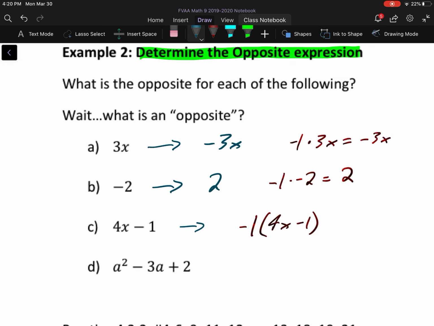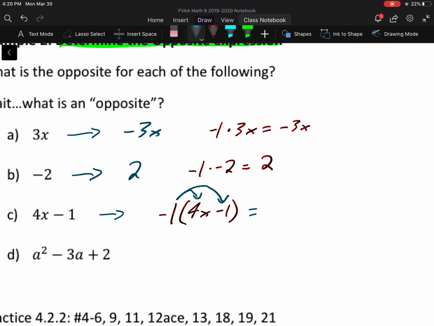Again, distributive property is something that we haven't looked at a ton yet. It's in a future section. But essentially, you're multiplying the negative 1 to the 4x, and you're multiplying the negative 1 to the negative 1 in the back. So this is going to give me negative 1 times 4x. Here, let me just rewrite what I just explained. So negative 1 times 4x, and then negative 1 times negative 1, right? Those are the two things that we're going to be putting together. So we're going to put plus between those.